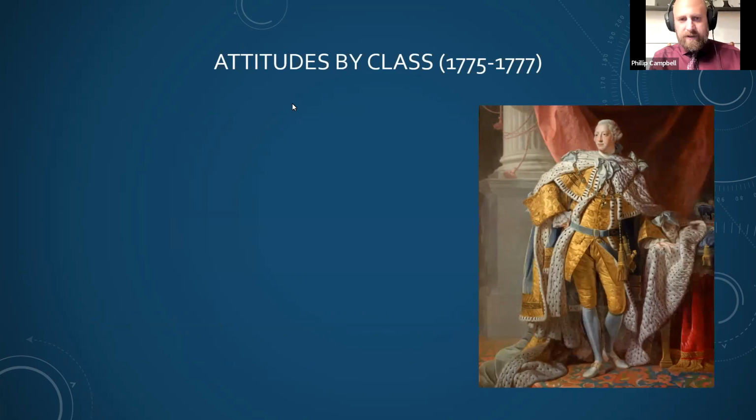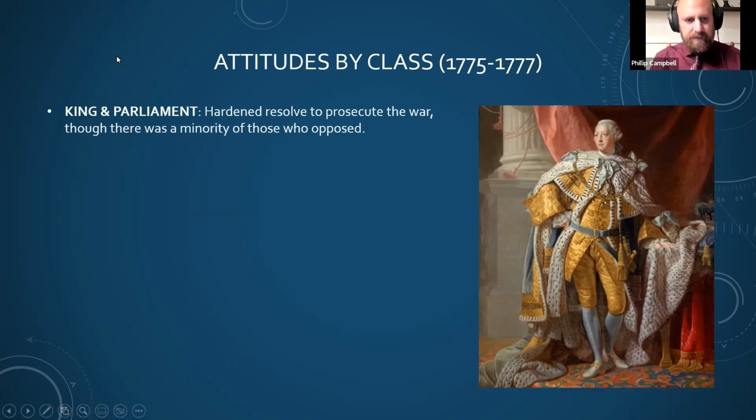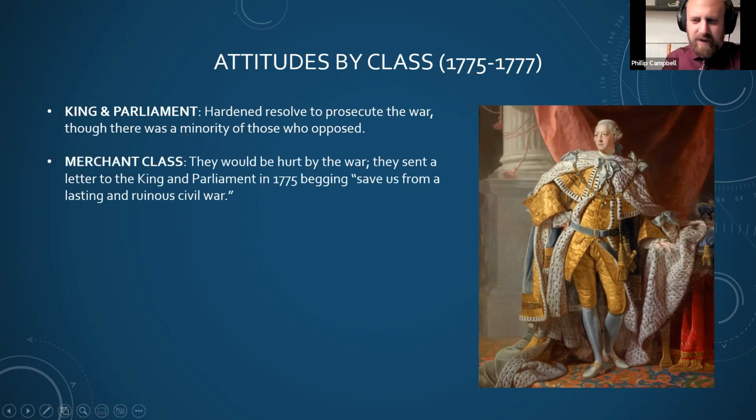So as the war unfolded, attitudes by class kind of crystallized. So the king and the parliament are the elites, right? They are the creme de la creme of British society. So their attitude was that from 1775 on, their resolve to prosecute the war was hardened. They were basically gung-ho, all guns blazing into this effort. There was a minority that opposed them, but the majority at this time, the parliamentary majority, favored the king and favored the war.